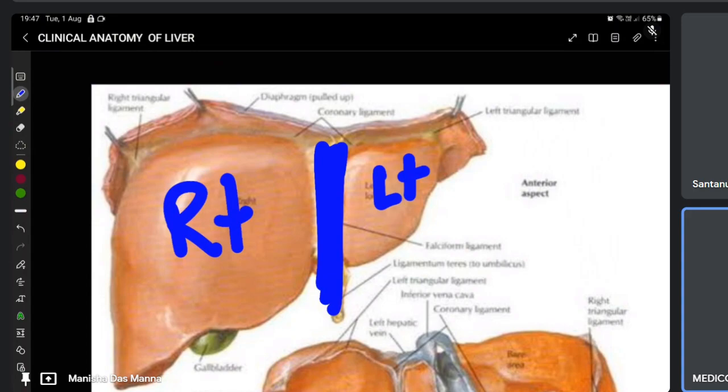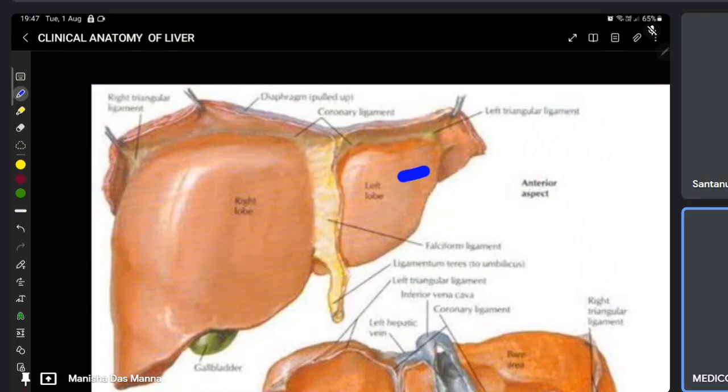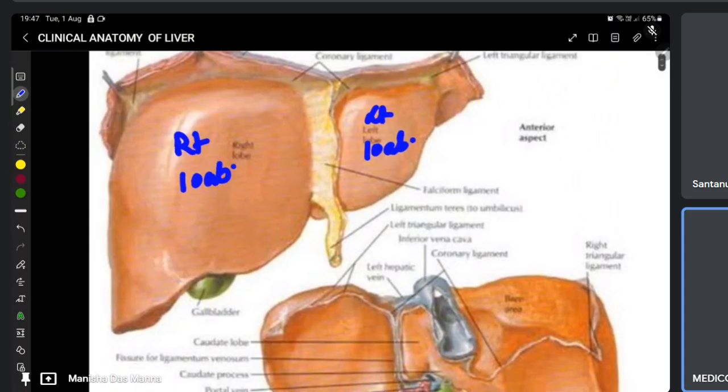Is it clear? This is the falciform ligament. I am going to write everything later. And this is the anatomical right lobe, and this is the anatomical left lobe. These are the anatomical divisions. And this is the gallbladder.